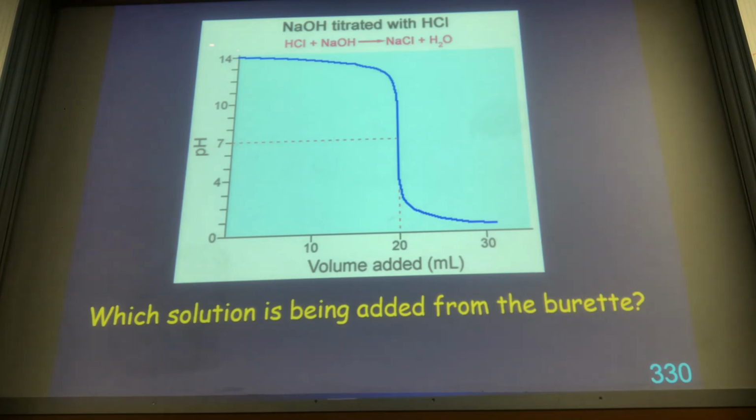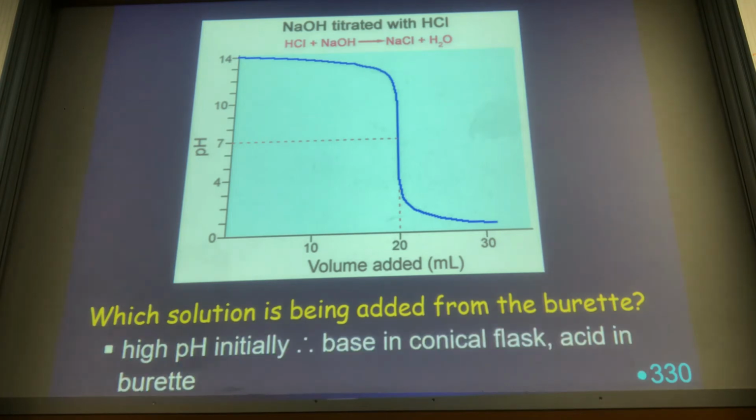pH starts off at 14. That's very basic, and that means it's the base present in the conical flask, and clearly that means sodium hydroxide in this case. That means we're adding HCl to that conical flask. The pH keeps on dropping, so that means HCl is in the burette. So you'll get that just by looking at the initial pH each time. Strong acid, strong base, log curves, equivalence point at pH 7.